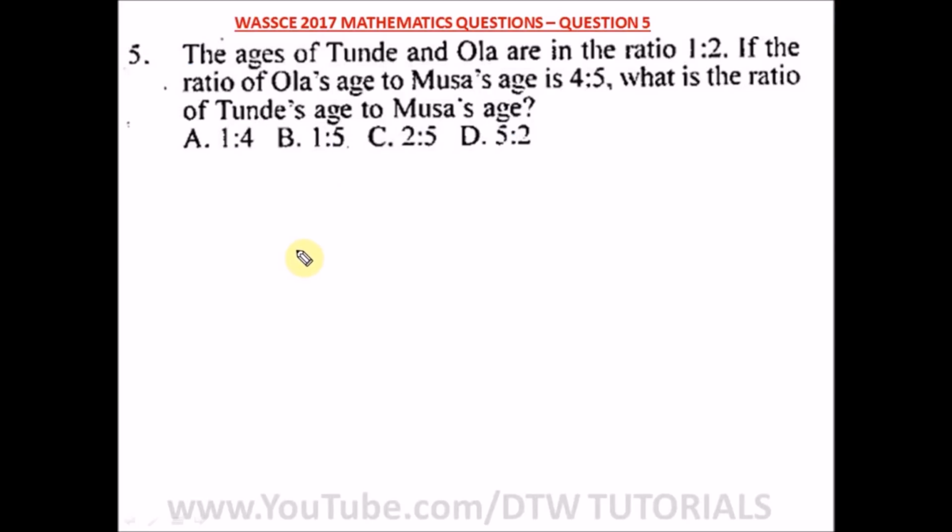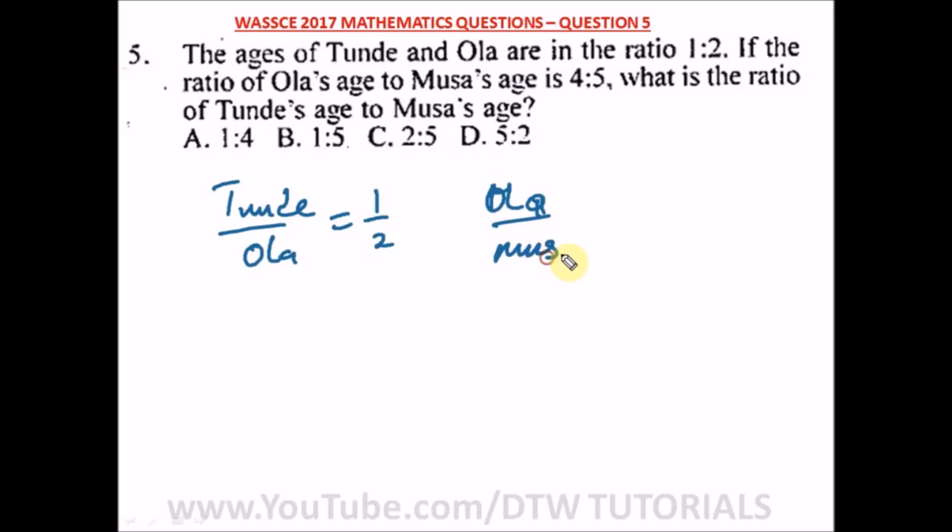Question 5 of our 2017 WASSCE math question, that's 2017 WAEC. It says the ages of Tunde and Ola are in the ratio 1 to 2. If the ratio of Ola's age to Musa's age is 4:5, what is the ratio of Tunde's age to Musa's age?